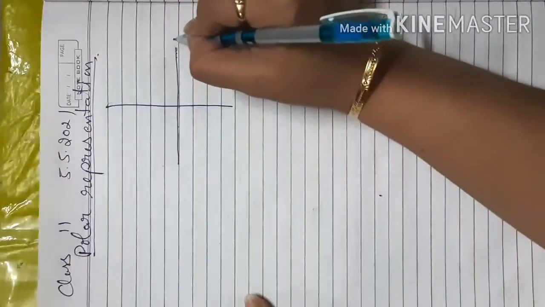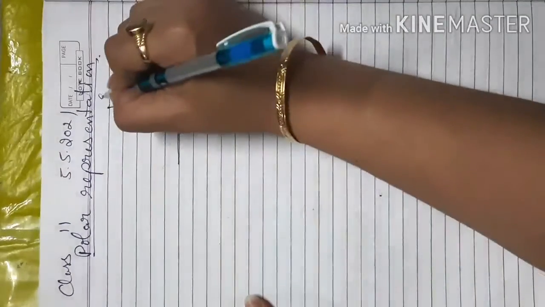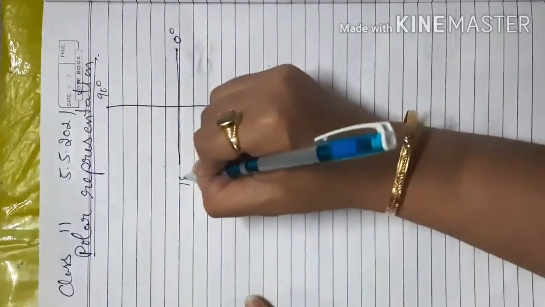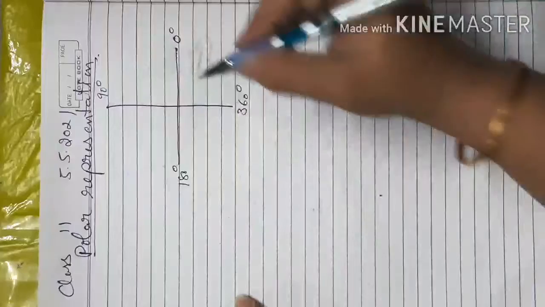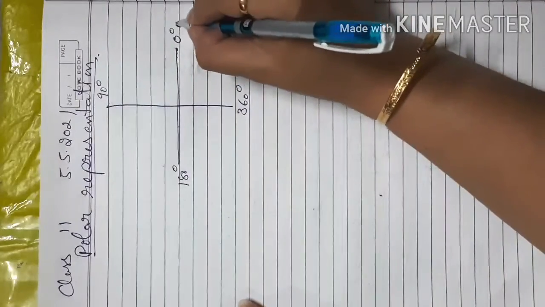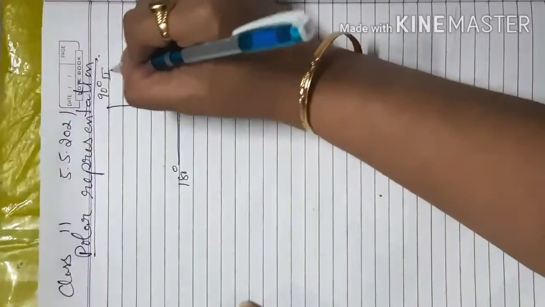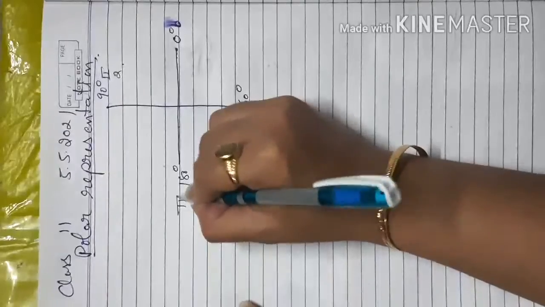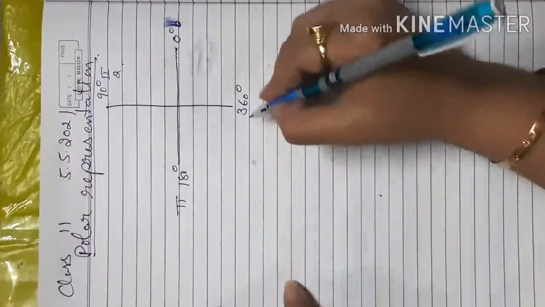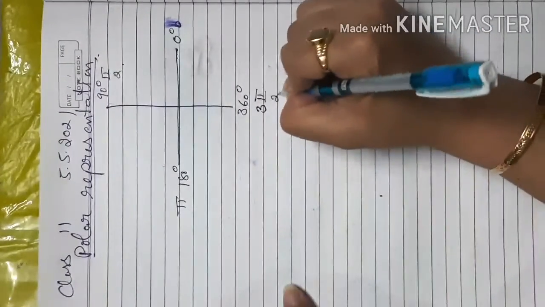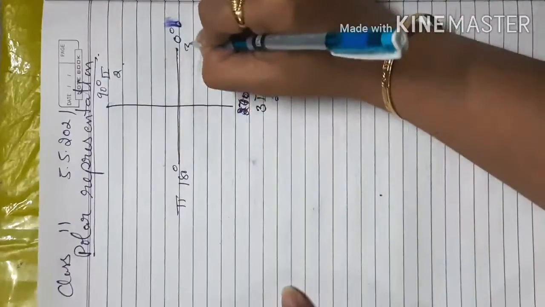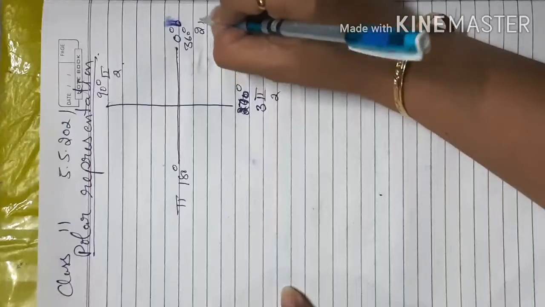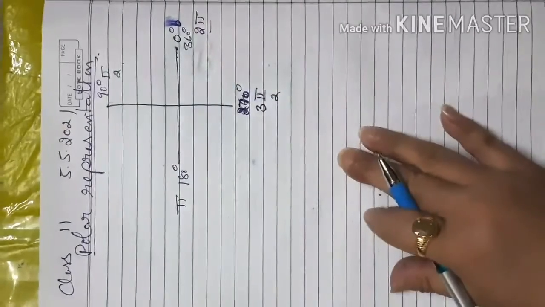So if we start here at 0 degree, this will be 90 degree, this is 180 degree, this is 360 degree. But when I convert into radian, that becomes 0, this is pi by 2, and 180 degree we consider in the form of radian is pi. So this is 3 pi by 2, this is 270 degree, and this is 360 degree, and 360 degree again is considered as 2 times pi.